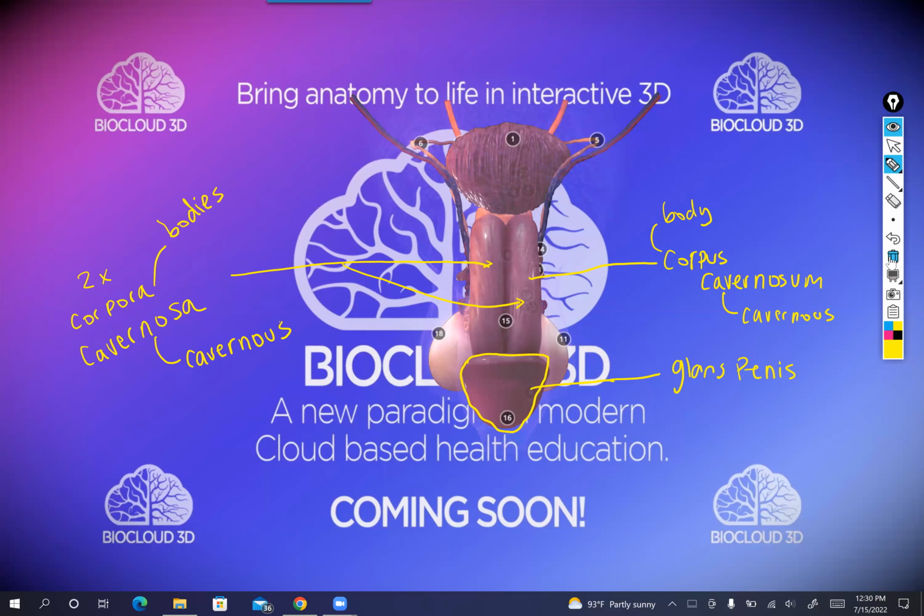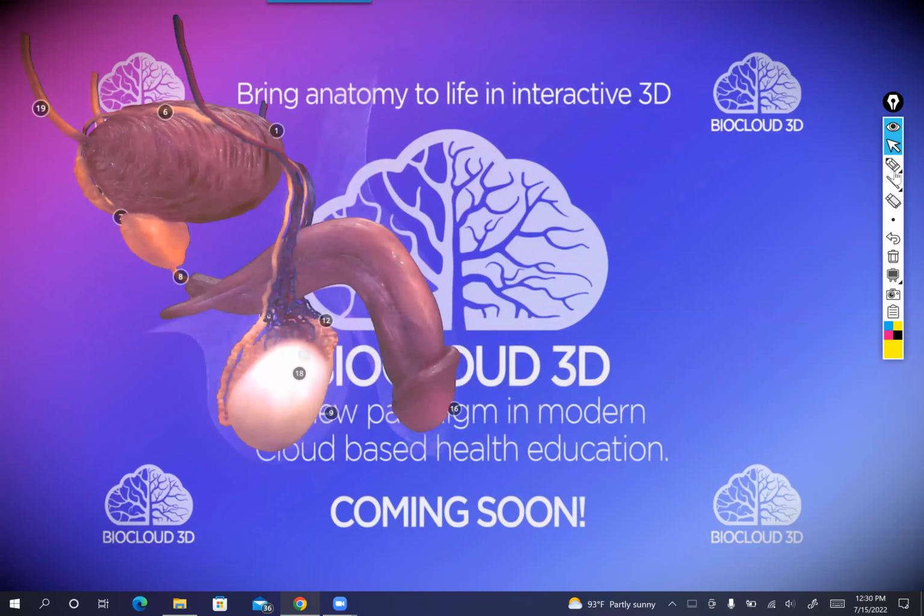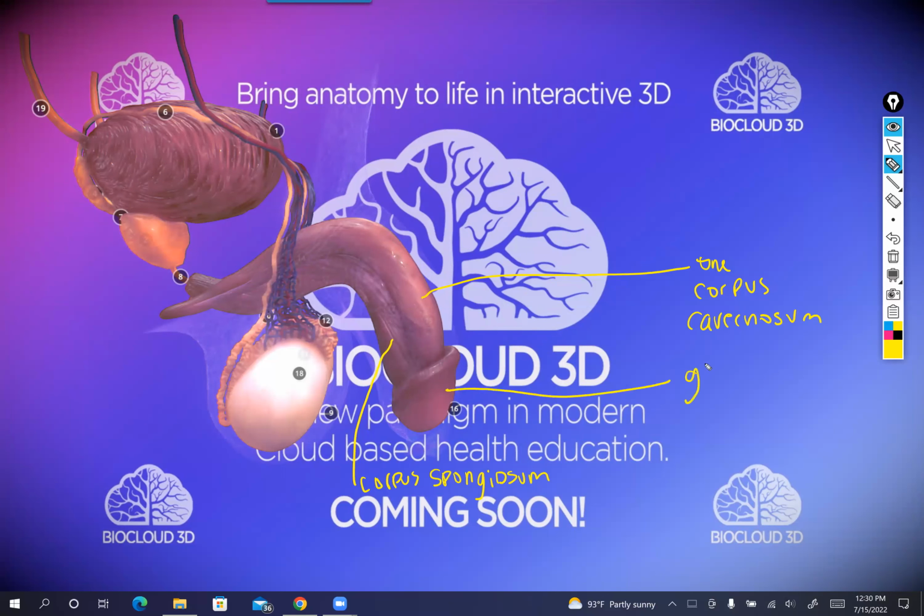Okay, so let's look at this stuff from the side. So here's the rest of the corpus spongiosum and one of the corpora cavernosa. So one corpus cavernosum, and then the glans penis. And ordinarily, it's kind of like a ghostly rendering of it around here. You can kind of see.